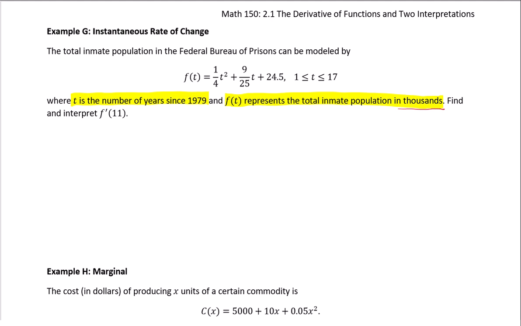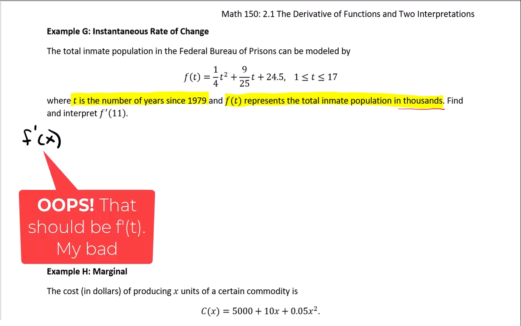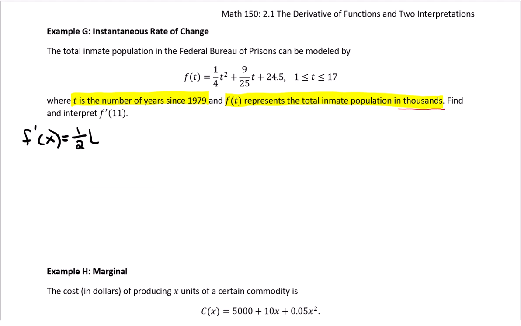So they're asking us to find and interpret f prime of 11. So let's first determine what the derivative is. F prime of x, you take each of these terms and take the derivative. This first term, we multiply the 1/4 by 2. So that gives us 2/4 or 1/2 t to the 2 minus 1, which would just be 1, plus the coefficient of 9/25, and then again plus 0, since that last term is a constant.